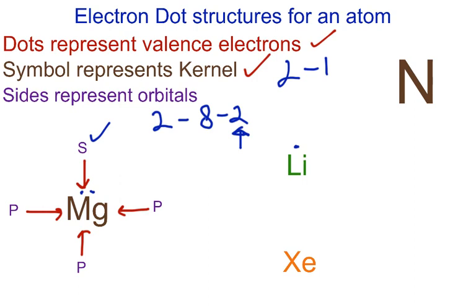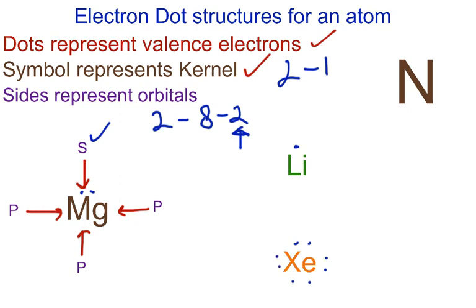For xenon, if you look on your periodic table, xenon will have 8 valence electrons. Now, for our purposes, we cannot go over 8 valence electrons, so you'll simply put 8 dots around xenon. You'll get 8 dots.